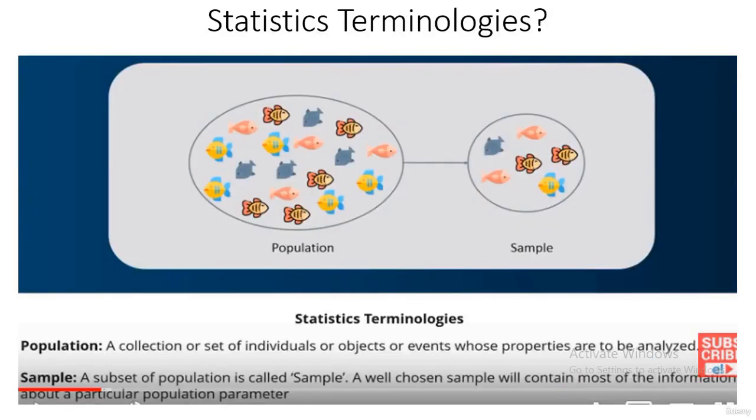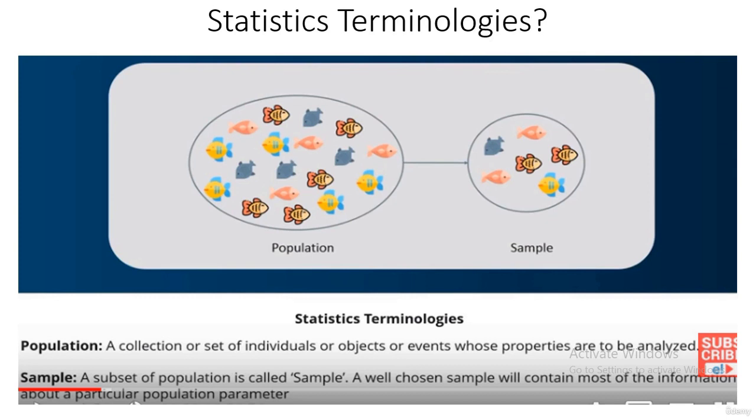Okay, now let's look into the statistics terminologies. You will find a lot of terminologies like population, sample, and more. Again, population is a collection or set of individuals or objects or events whose properties are to be analyzed. And again, a subset of the population is called a sample. That means a well-chosen sample will contain most of the information about a particular population parameter. That means the sample must be a true picture and image of the population.